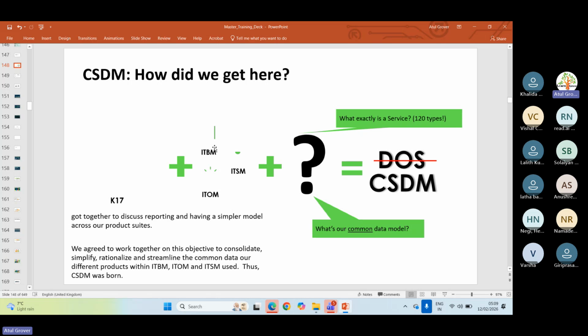Then it came that we need some kind of mechanism, some kind of concept, platform, code, tool, or reporting, something which can help us provide our services as a standard across the platform. Then CSDM came into the picture.